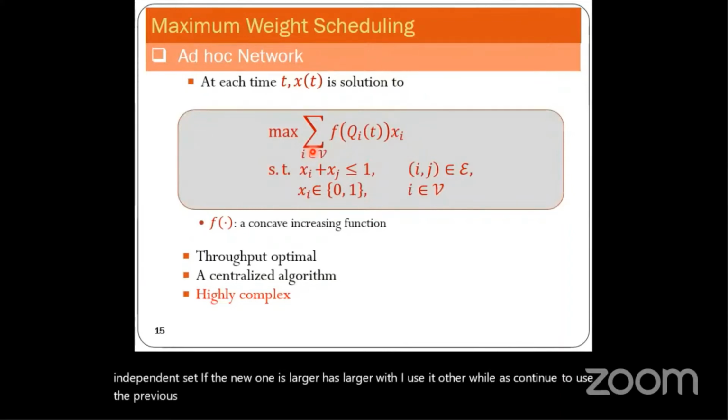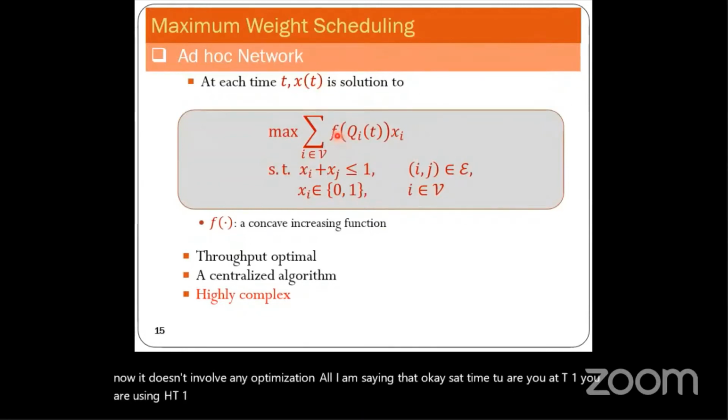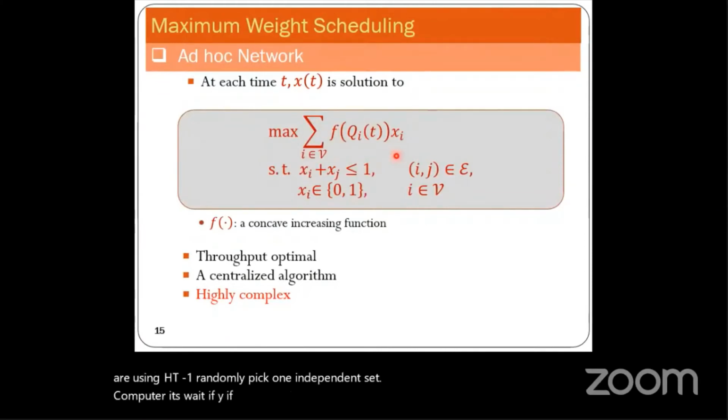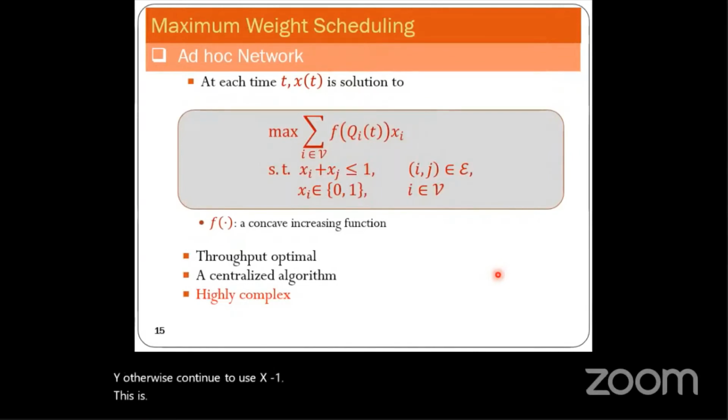This is a simplification of what we are doing, because what I'm suggesting now doesn't involve any optimization. All I'm saying is that, at T minus 1, you are using xt minus 1. Randomly pick one independent set, compute its weight. If the newly chosen independent set Y has larger weight than xt minus 1, use Y. Otherwise, continue to use xt minus 1. This is something that works, right? So this is also throughput optimal.